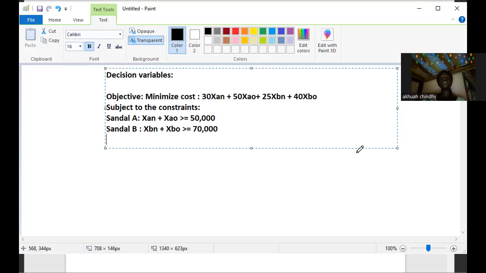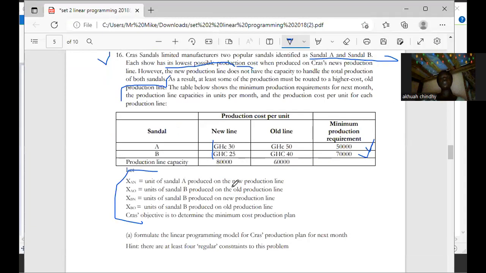So it means you are done with the minimum requirement. We've seen that there's something here, production line capacity. We've dealt with the 30 and the 25. We've dealt with the 40 and the 50 in the objective function. It means we have nothing to do with that here. You've dealt with the minimum requirements. It means you are done. But we still have figures here. It means you have to do something to that.